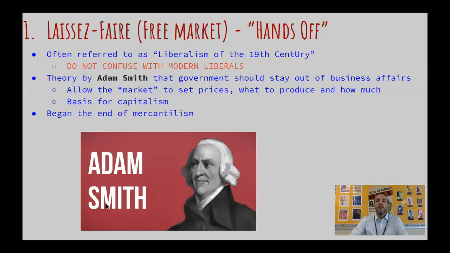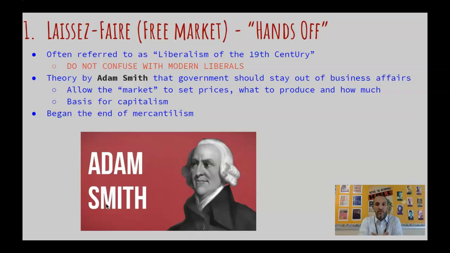Here's the first thing. One of the major philosophies economically that develops during this period is called, and there's a couple of different terms here that are all relatively synonymous, meaning that they are different phrases to define the same thing. It is often called laissez-faire, also known as free market, also known as capitalism, also known as liberalism in the 19th century. So I'm going to go through all those again.